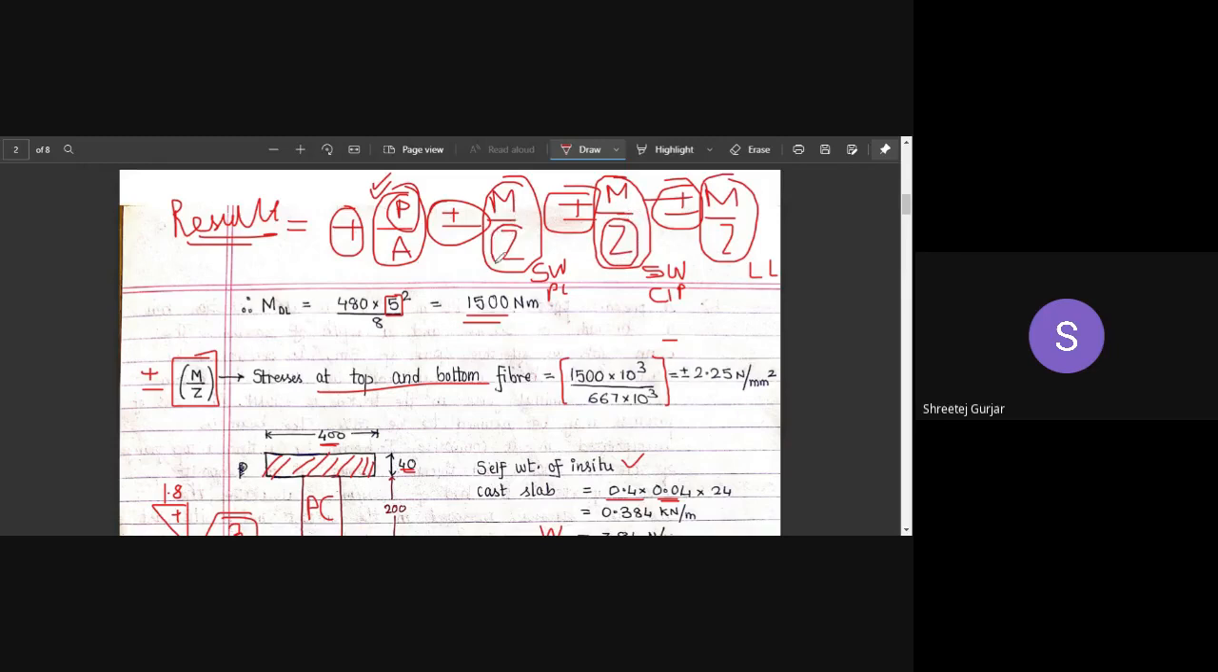Here, no problem, you can substitute Z directly, but here you have to use the composite section if it is propped. Here you have to use the composite section compulsorily for both propped as well as unpropped. So I hope it is clear.